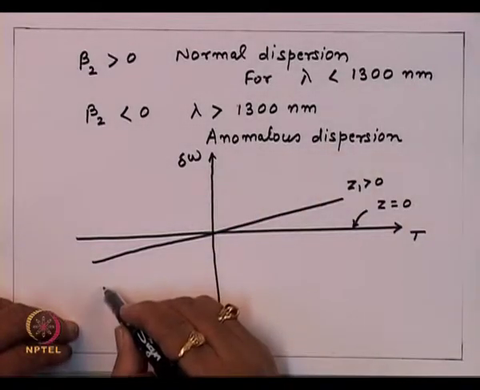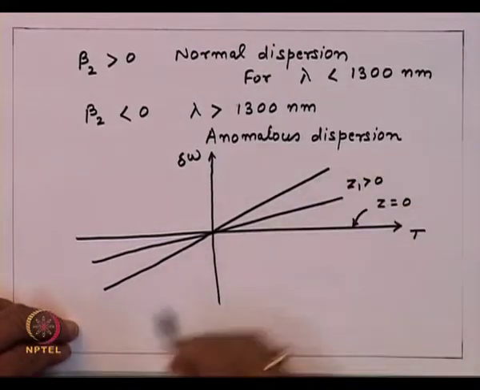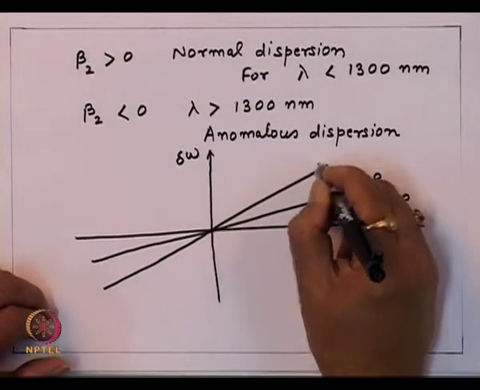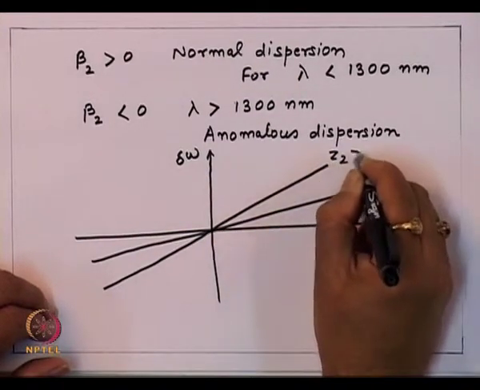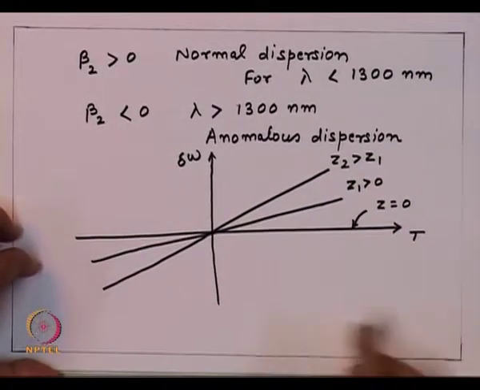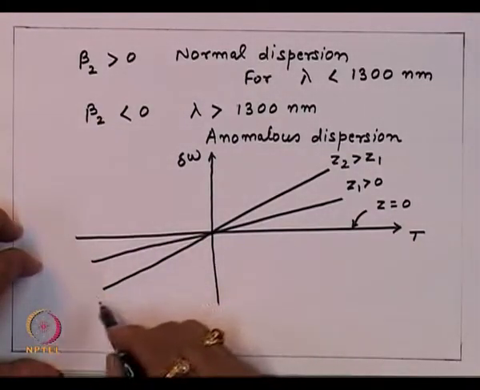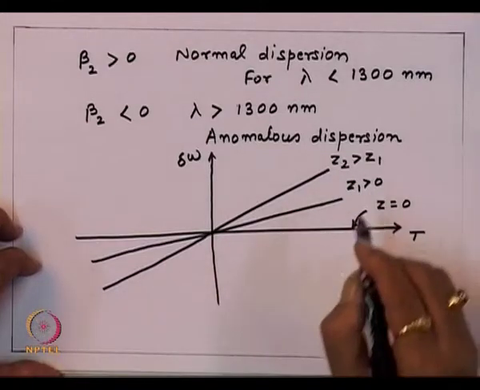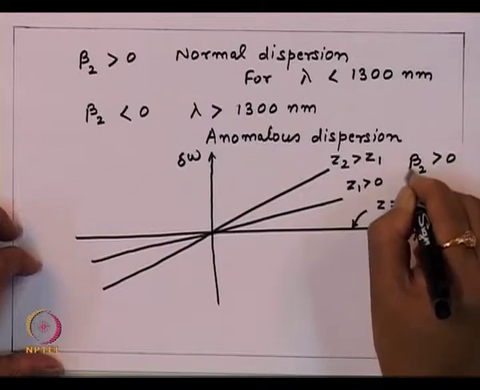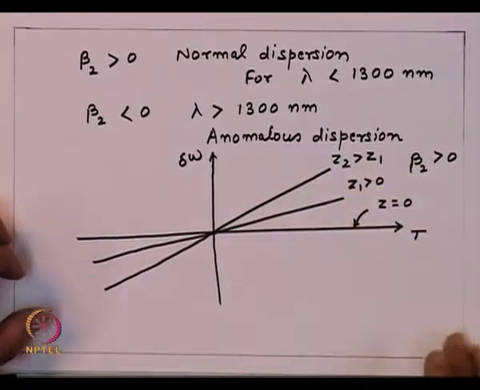If I go to a still further distance, it remains a linear chirp, but the slope of this changes. So, this is for z 2 greater than z 1 and so on. This happens if beta 2 is positive. That means, I see the frequency chirp which is positive like this for beta 2 greater than 0. So, for normal dispersion, that is the way the frequency chirp is going to be.